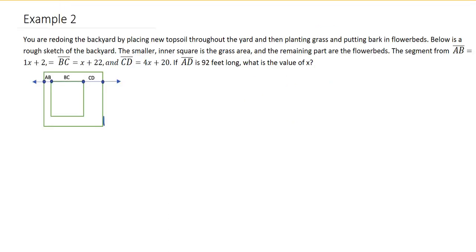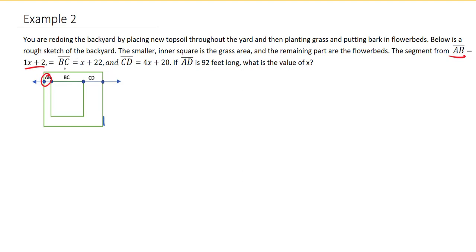Example 2. You're redoing the backyard by placing new topsoil throughout the yard and then planting grass and putting bark in the flower beds. So below is a rough sketch. The smaller part, the inner square, is the grass area, and the remaining part are the flower beds. So the segment AB, right here, is going to be 1x plus 2. So that's some kind of distance, as we know it.